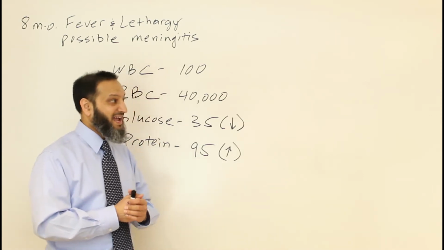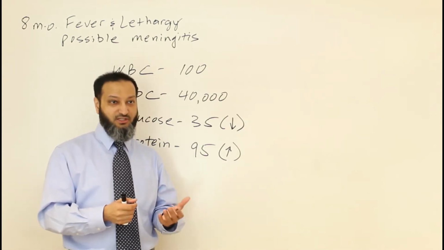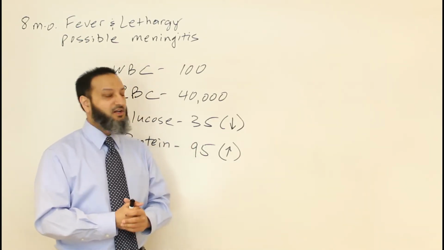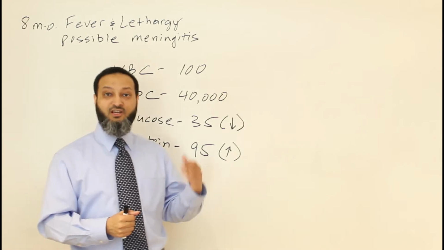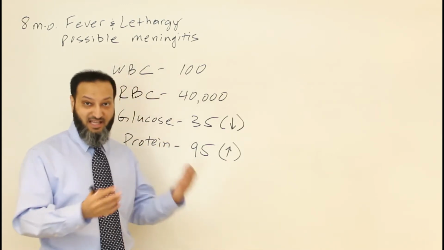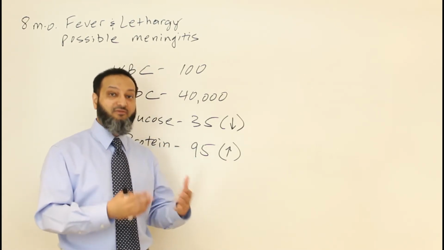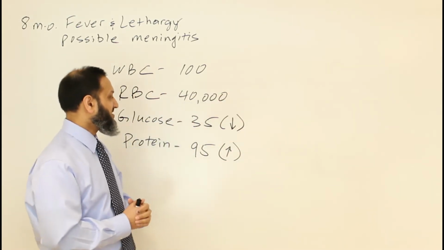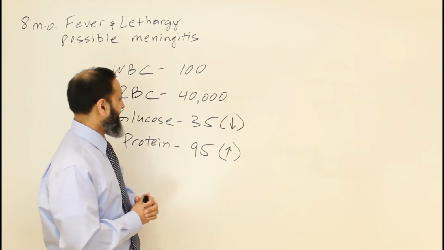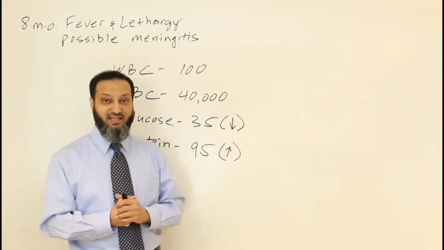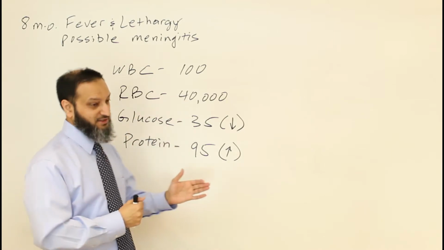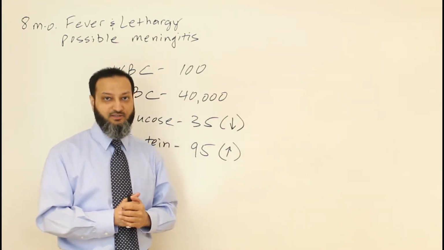Which means you're allowed to have some white cells in your CSF as normal. So what is that number? The number is 5. So if you have more than 5 white cells in your CSF, then that is abnormal, okay? You can have up to 5 as normal. So this child has 100 white cells, 40,000 red cells, a glucose that is low at 35, and a protein that is high at 95. So initially when you look at this, you would say this child has meningitis.